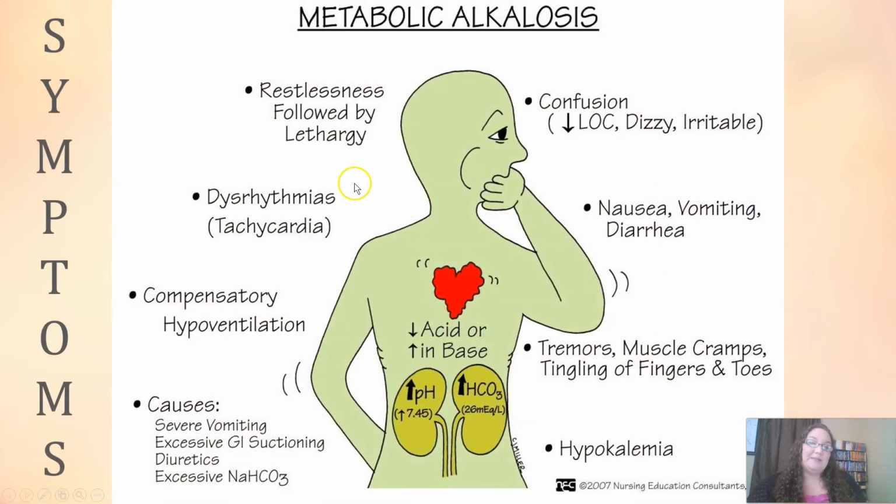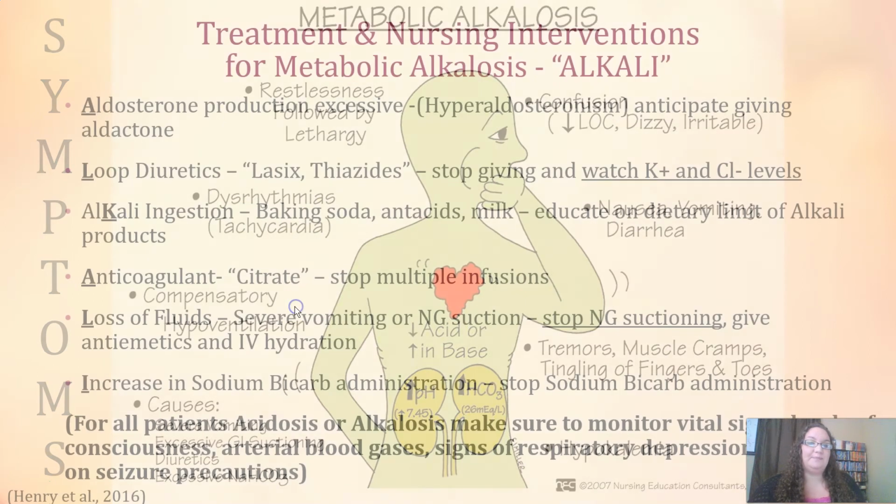All right, so what are some symptoms? Some kind of the same with acidosis, like restlessness, confusion, nausea, vomiting, diarrhea. But the big ones, hypokalemia. Remember, we got rid of all of our hydrogen ions. We got rid of our potassium. So now we have a low level of potassium, and that can lead to tremors and muscle cramps. And most of all, most dangerous, is that tachycardia, dysrhythmia, and those hypoventilations.